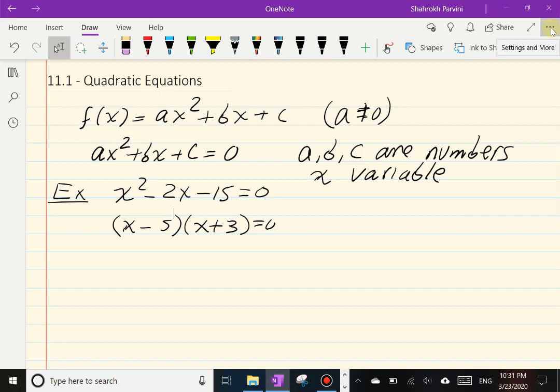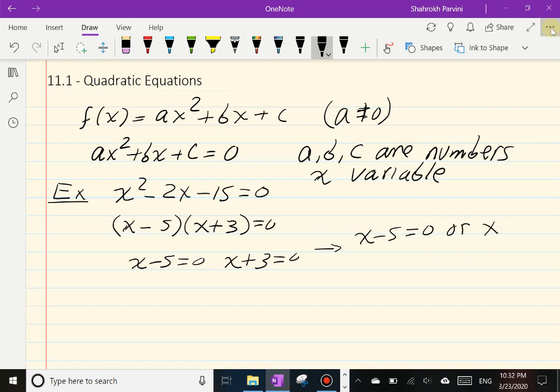The next step is to solve this by factoring, and according to our zero factor principle, we set each factor equal to 0. From this we're going to say x minus 5 must be 0, or x plus 3 must be 0, and solving for x here, we pick up two solutions, two integer solutions in this case. Now, factoring is a way to do this if the factors are integers.